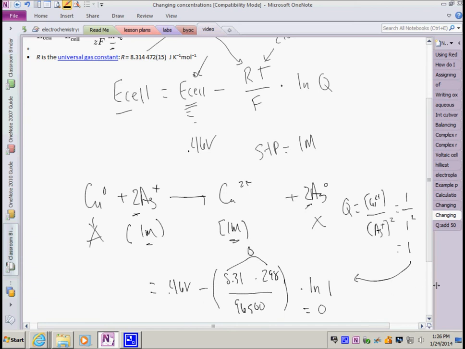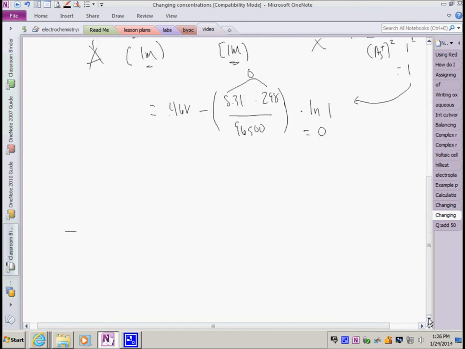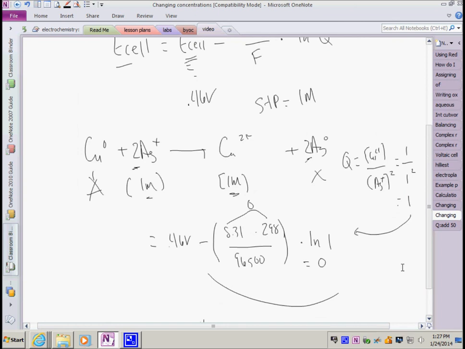So in the end, if I plug in STP or standard conditions into this, it's going to be 0.46 volts minus 0 equals 0.46 volts. So if I plug standard conditions in, I should get my standard voltage, which is what I got. Okay. If I plug other conditions into my Q, different concentrations here, like if I were to crank this up to 2 and this to 0.5, I would see a different voltage appearing.